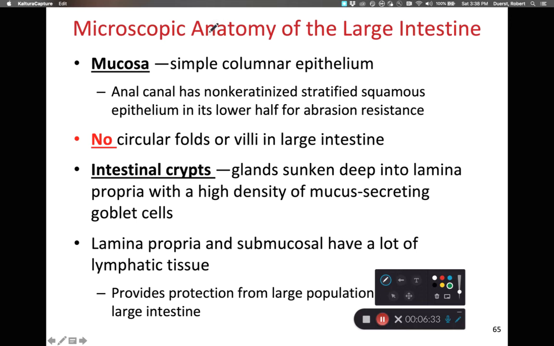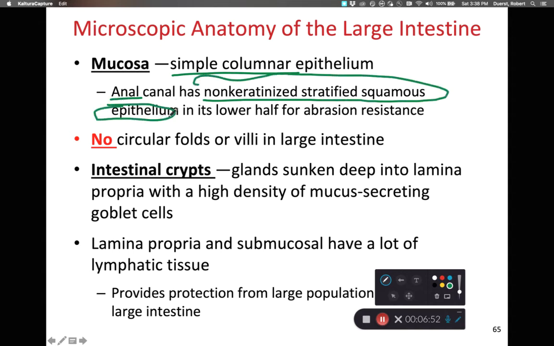As we look at the mucosa of the large intestine, we have that simple columnar epithelium, but it will typically end at the anal canal. And once we get to that anal canal, we have a non-keratinized stratified squamous epithelium. That non-keratinized stratified squamous epithelium helps us to resist abrasional forces from that compacted residual waste, that feces, as the feces have become compacted.